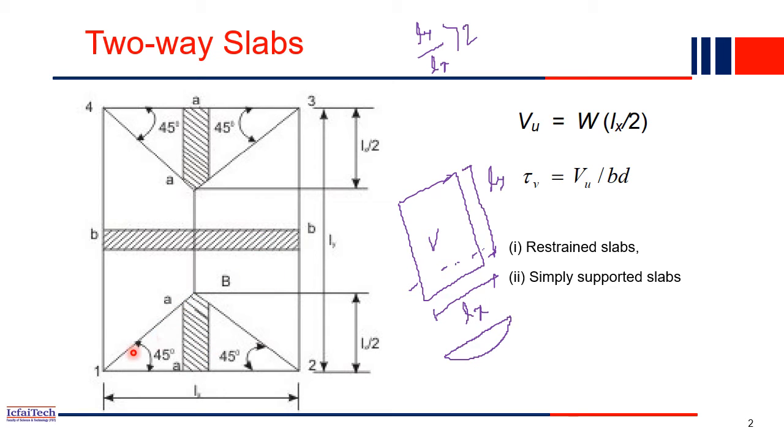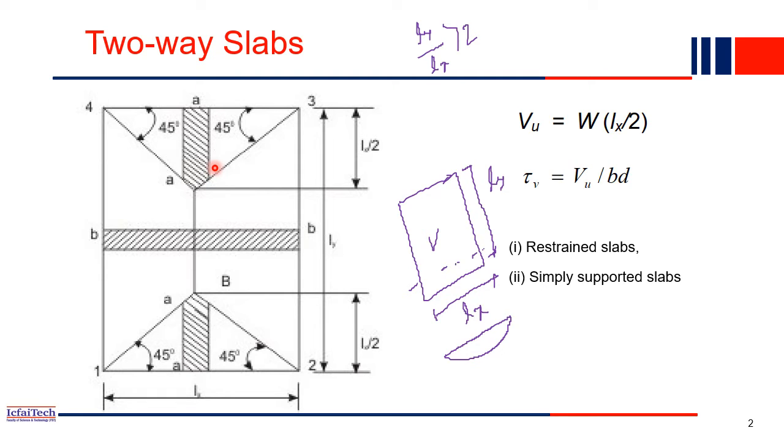Whatever load is coming from this triangular portion, this entire load will be transferred to this beam. Similarly, whatever load is coming from the trapezoidal portion, that load will be transferred to this beam. So that's how the load distribution is happening. Similarly, whatever load is generated here will be transferred to this beam, and from this trapezoidal shape, whatever load is developed will be transferred to this beam. That's the typical load distribution on a slab that we consider while designing and analyzing the beam or slab.